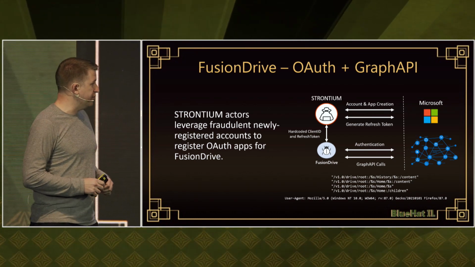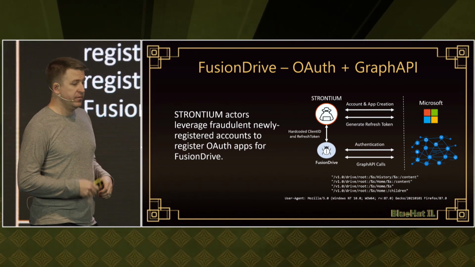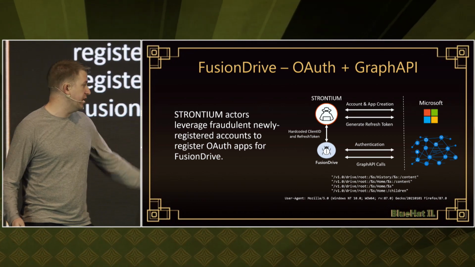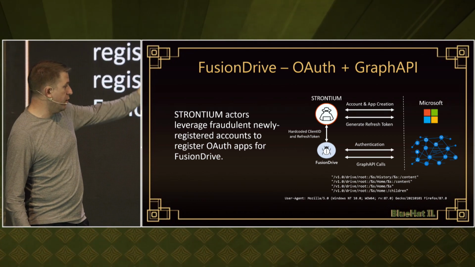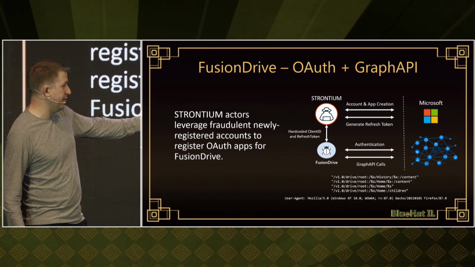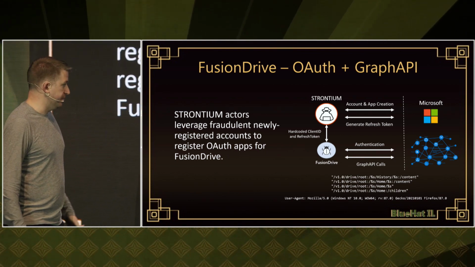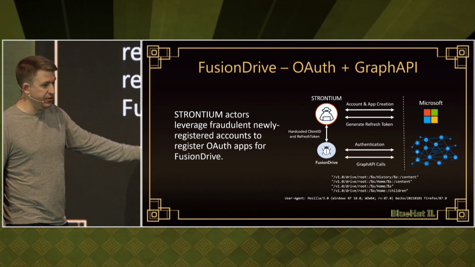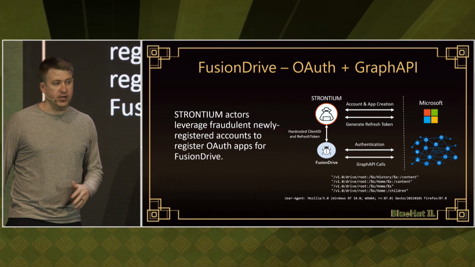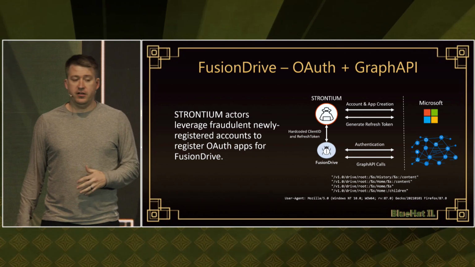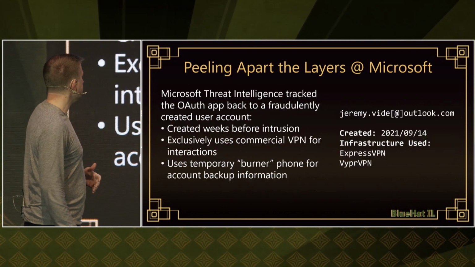Then they hard code these values into the FusionDrive malware, they authenticate, and they make all the calls to OneDrive. So you can see some examples of the URLs that they would pass to the Graph API in order to perform OneDrive interaction. And they always had this static embedded user agent, which again comes in very handy when you start doing analysis on Graph data.